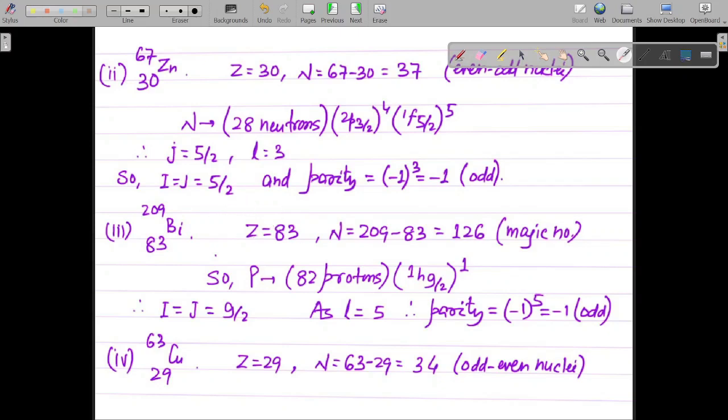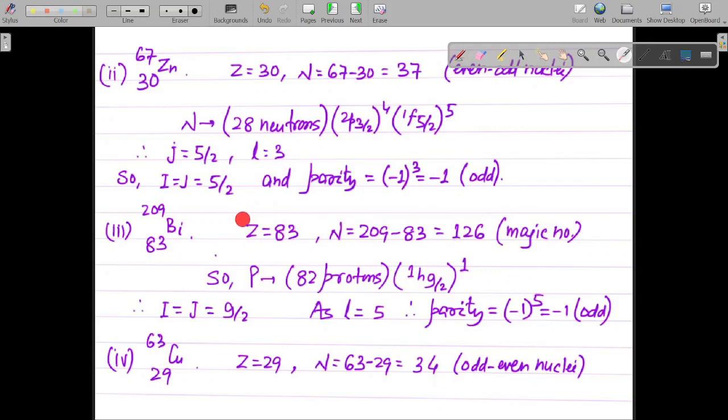Okay. So Z equal to 83, N equal to 209 minus 83, that is 126. So the number of neutrons is your magic number. And what is the number of protons? Number of protons equal to 83. It is not a magic number and it is odd also.